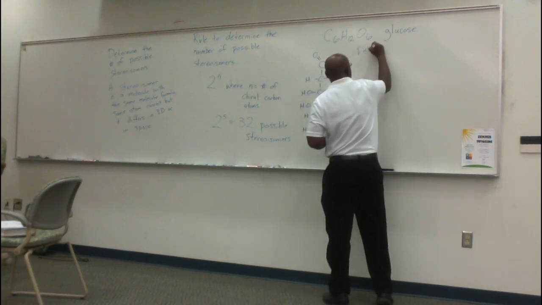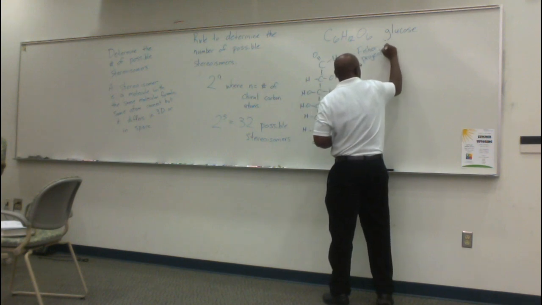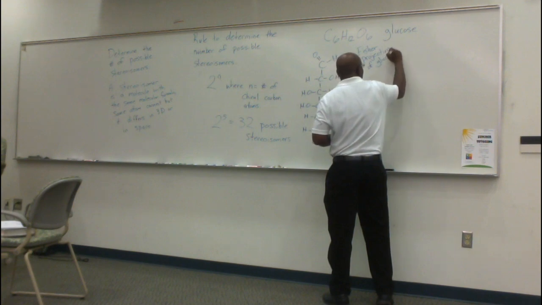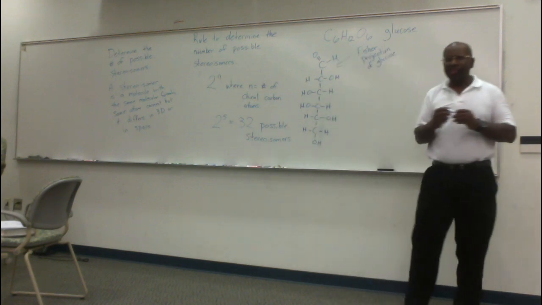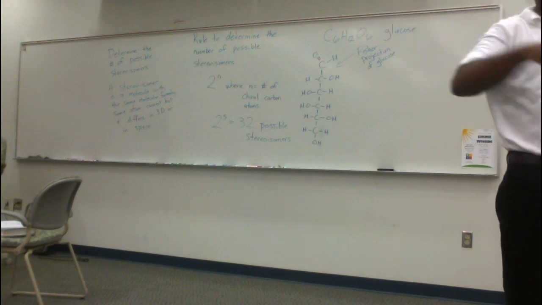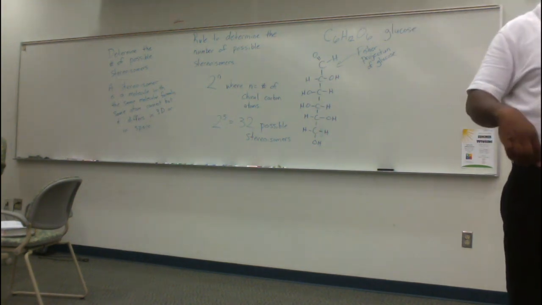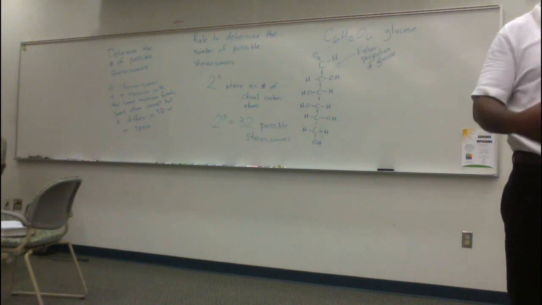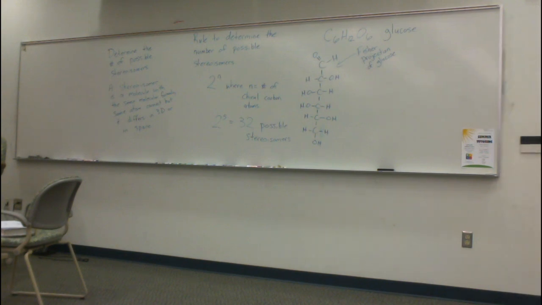Fischer projection of glucose. The Fischer projection is kind of like a fish, like a little fish. When you take the fish, you get the bones going off both sides of the spine. Hopefully it reminds you of the little spines of a fish. That's your Fischer projection.